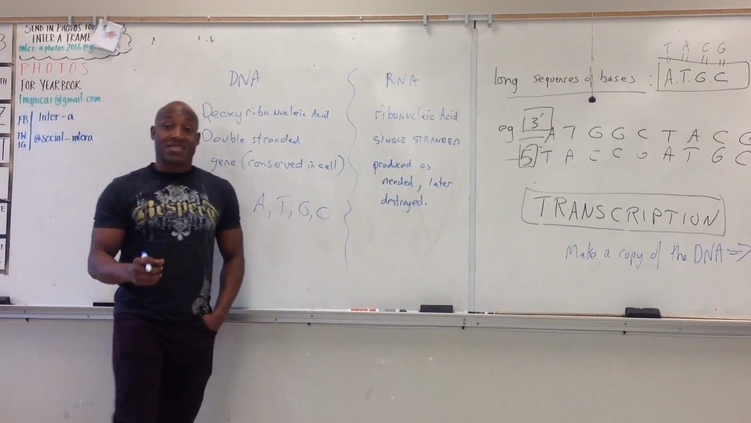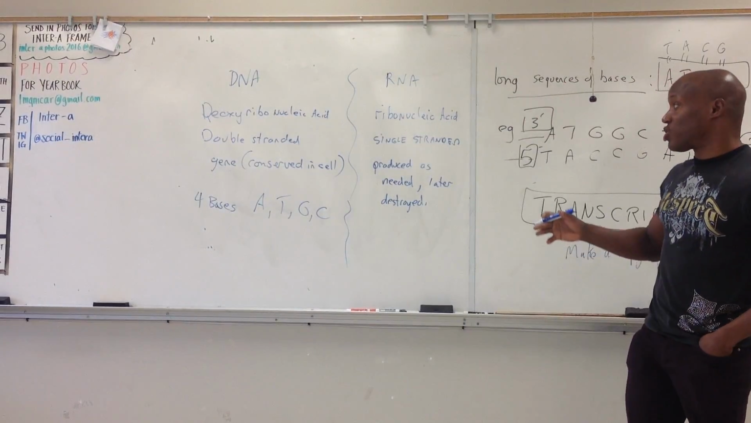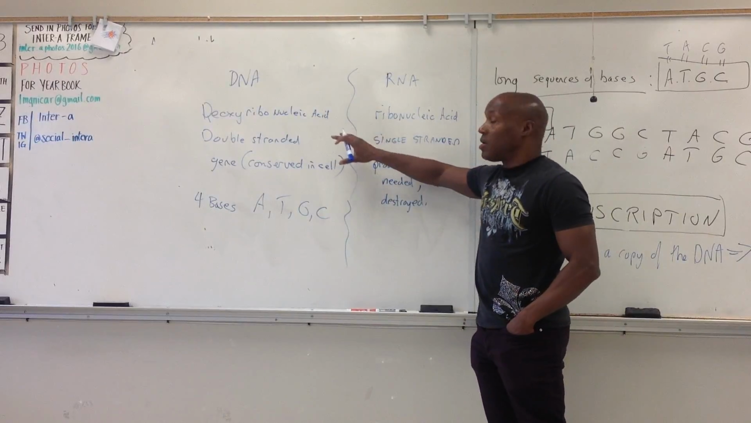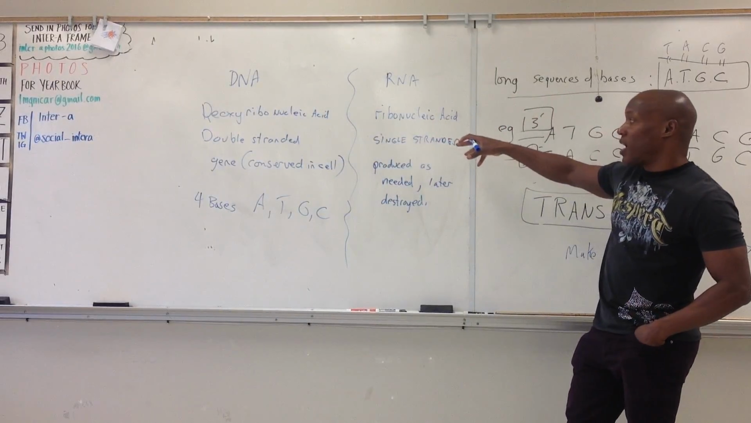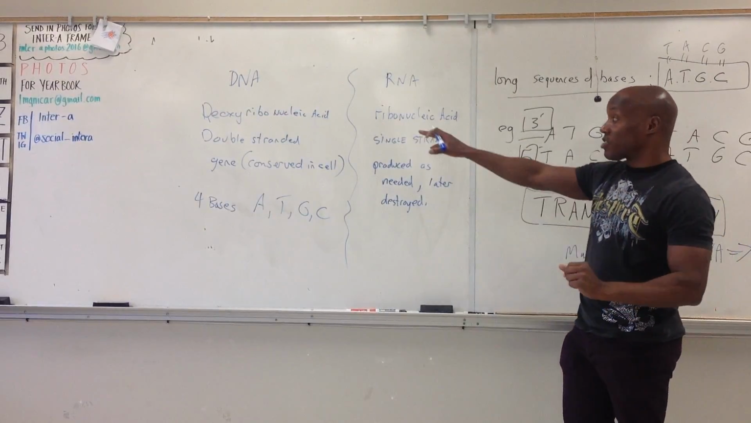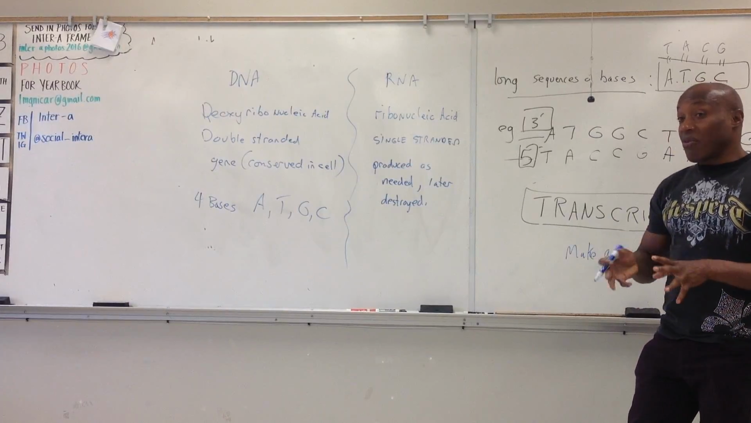RNA has bases that are very similar to the DNA. There's a little difference. The sugar that's bound up with the DNA is deoxyribose, and the sugar that's bound up with the RNA is ribose. So the sugars are a little bit different, a little less oxygen on those ones, and that makes the whole difference in the molecule. That's not really important to us.